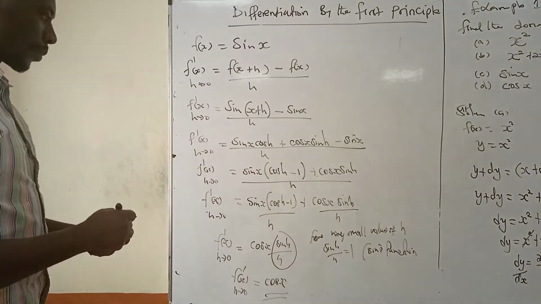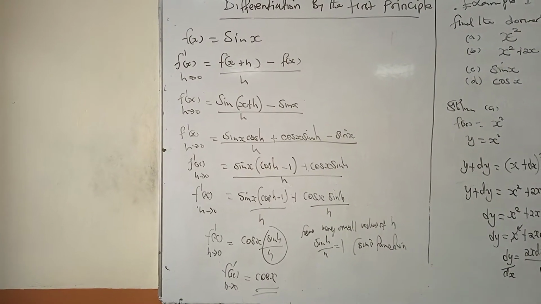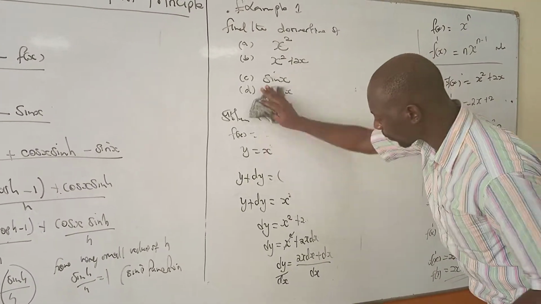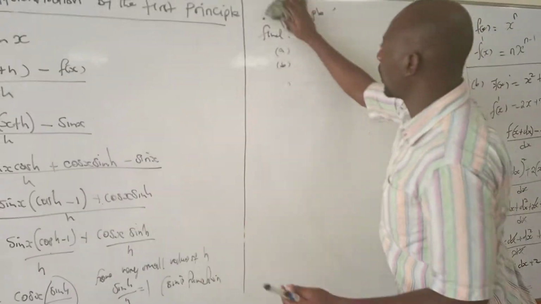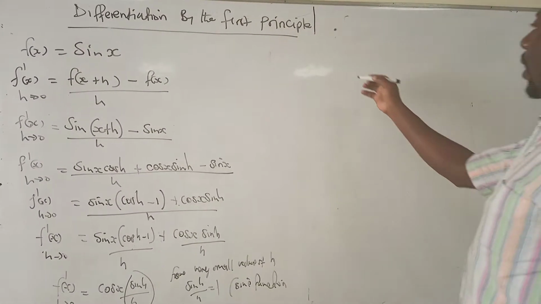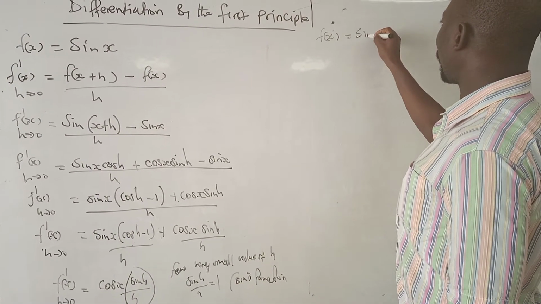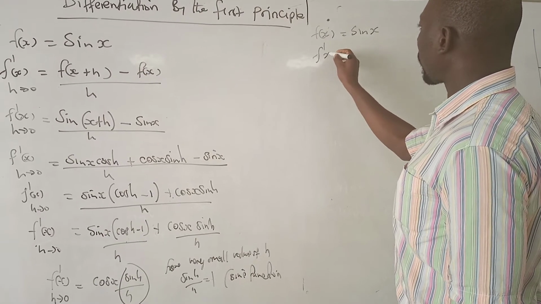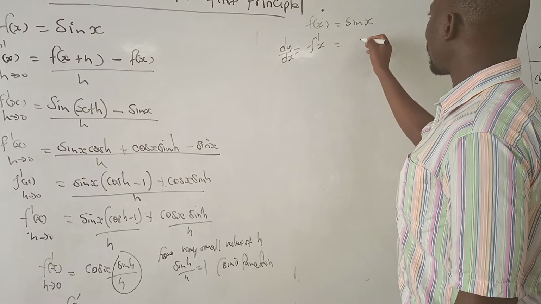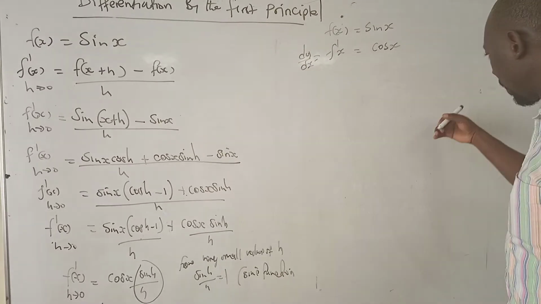So from here, we can make a general deduction that the derivative of sine of x gives us cosine of x. So we can conclude that given a function f of x equal to sine of x, then the derivative f prime of x, which is actually dy over dx, is given as cosine of x, as we proved from the first principle.